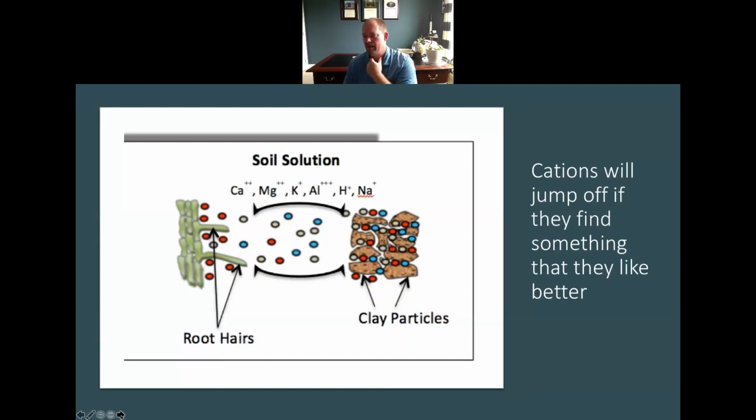And cations are going to jump off if they find something they like better. So again, it's like a magnet. The magnet can't permanently hold something to it. If we exert enough force, we could pull whatever that is, if it's a screw or a paper clip or something like that stuck to that magnet. If you exert enough force, you can pull that object off of the magnet. And the CEC is the same way. It does form a relatively tight bond with those cations. But again, if some other, stronger, more potent reactive force comes along, it has the ability to pull those off, just like pulling that paper clip off that magnet.